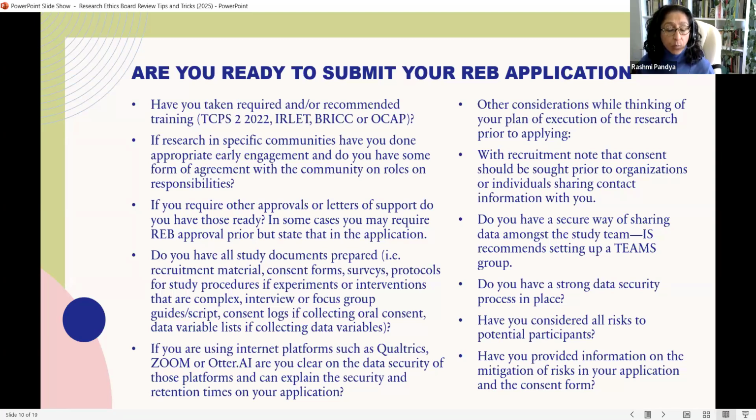You need school board approval. Some of those you can't get till after you have the Research Ethics Board approval. But make sure you mention that in your application then, right?